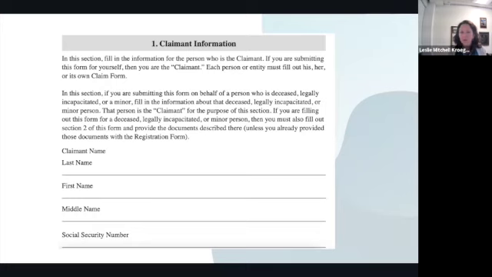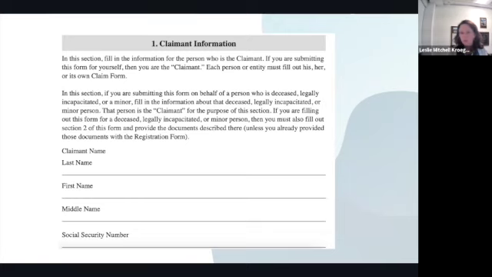This is about you. This is about the claimant. If you did it electronically or you did it in paper, this should be pre-populated. So the last name that you put in the registration form is going to show up on your claim form. If you missed something, if you didn't put a middle name in, it's going to be blank. Go ahead and fill that in.